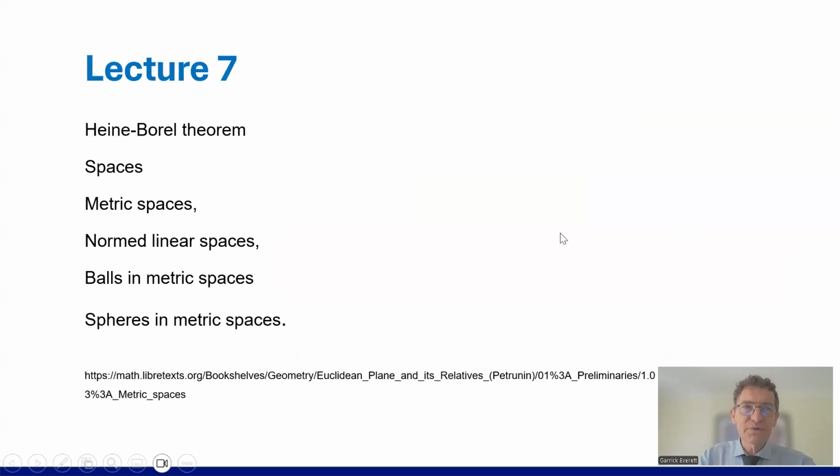Okay, so we're going to do the Heine-Borel theorem, spaces, metric spaces, non-linear spaces, and then balls and spheres. I've just got a link down there for LibreText if you want to have a look at that. That's got some more information if you want to read that at any time.